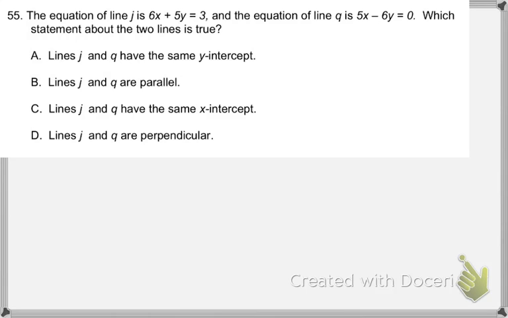Alright, they've given us 2 equations. They want to know which statement about these 2 lines is true. They're talking about being parallel, they're talking about being perpendicular, talking about having the same y-intercept or the same x-intercept. Okay, so that's some stuff they're asking us about.